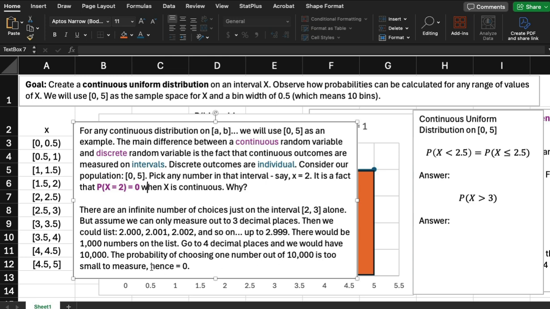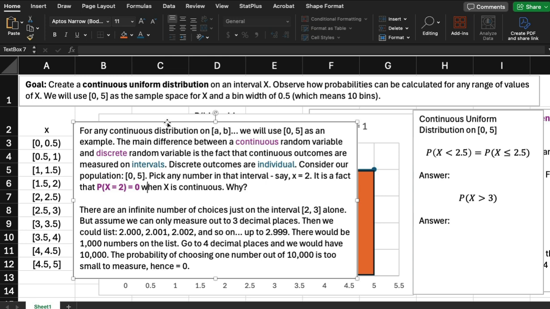Too small to measure. And that's why we say that the probability of a single number is going to be 0. It also has to do with the fact that if probabilities are areas, and we're talking about a single number that has no width, what's the area of a rectangle that has no width? It's 0. The area of a rectangle above a point is just a line, and it has no thickness. It has no density. So therefore, its area is equal to 0. So that's the other reason.